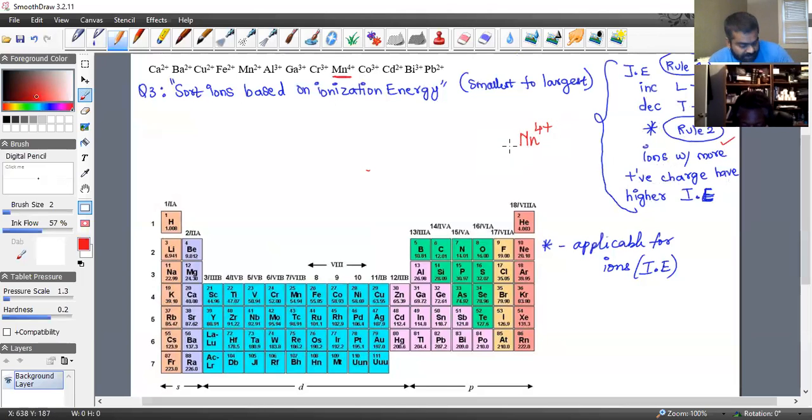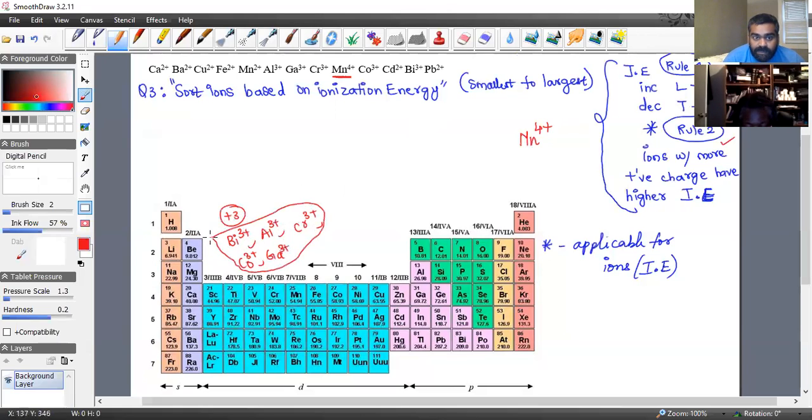Same deal as the previous case: you want to pile them first in like charges. So let's get the plus threes. What are the plus threes we have? Bi, Al, Cr, Co, and Ga. Now we do know that they have higher ionization energy compared to the plus twos, but it's going to be smaller than the plus fours, right?